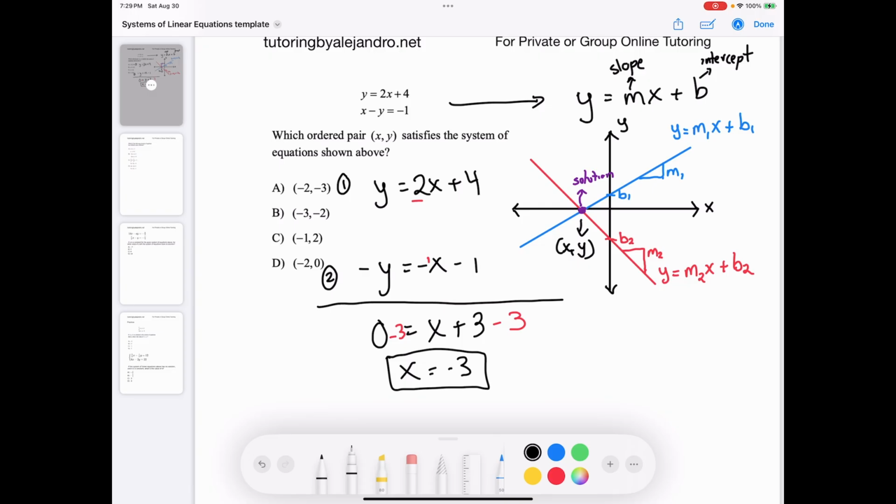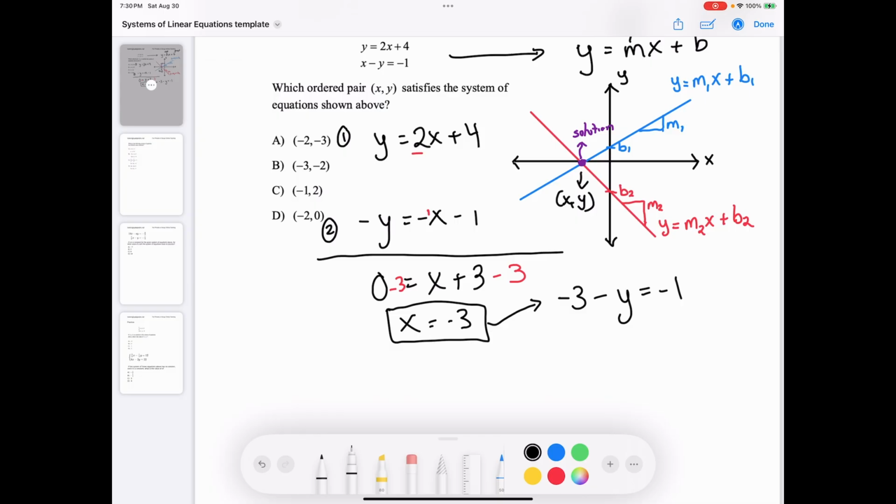And how do I obtain the y value? I'll substitute that x value in any of those two equations. I'll choose the bottom one, just my preference. You can do the top one if you want. So plugging into the second equation gives me -3 minus y is equal to -1. Okay.